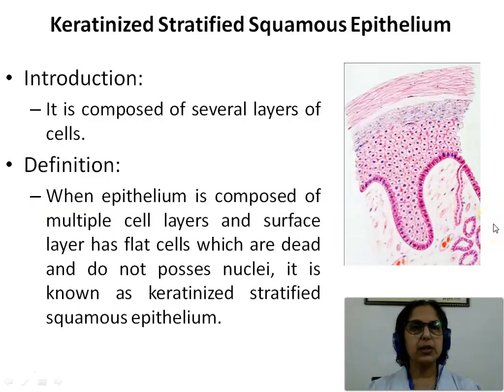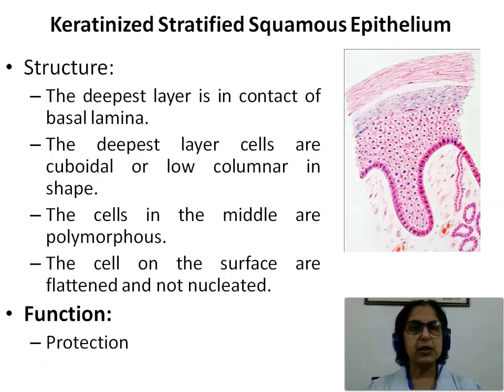Next, we want to study the keratinized stratified squamous epithelium. It is composed of several layers of cells. When epithelium is composed of multiple cell layers and the surface layer has flat cells or squamous cells which are dead and do not possess nuclei, it is known as keratinized stratified squamous epithelium.